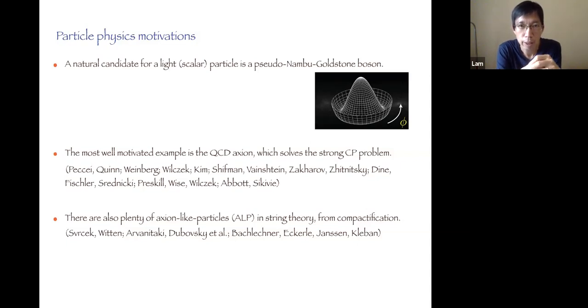If this were a strict Nambu-Goldstone boson, it would be massless, but very often non-perturbative effects would generate a potential, giving a small mass, as if you are taking the Mexican hat potential and tilting it just very slightly. There are a lot of axion-like particles in string theory that come from basically thinking about compactification, higher form fields whose Kaluza-Klein modes can be thought of as axion-like particles. And there is again a large literature on this subject.